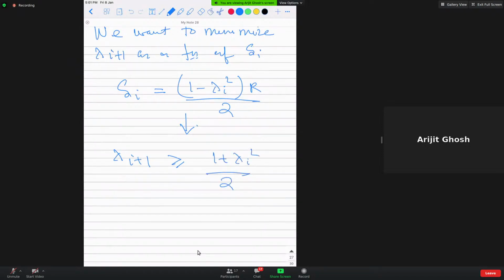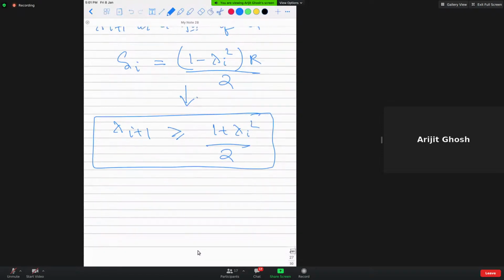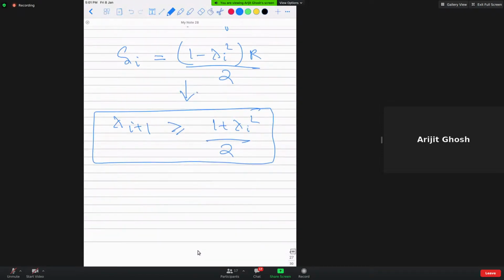Okay. What you do is you have to solve this recurrence inequality. There's a standard way of doing it, change of variables. I don't want to go now and do this.